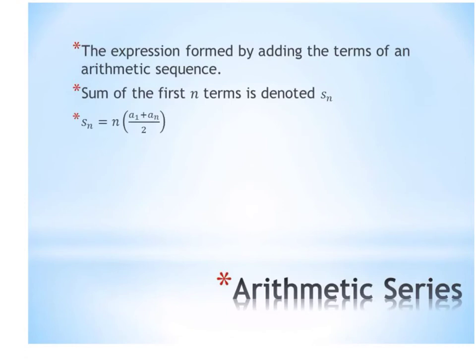So the next thing we're going to look at is arithmetic series. Remember, a series is when we add it up, we sum it up. The expression formed by adding the terms of an arithmetic sequence, that's an arithmetic series. We want to sum up the first n number of terms, so we take how many terms there are times the first term plus the last term, divided by 2. So let's see if we can do that.